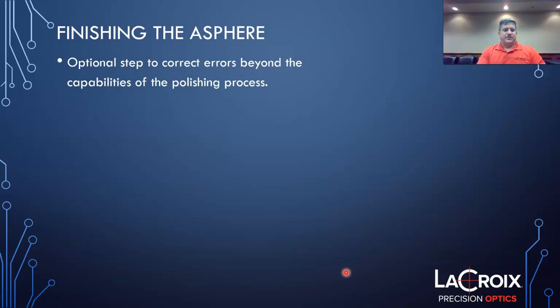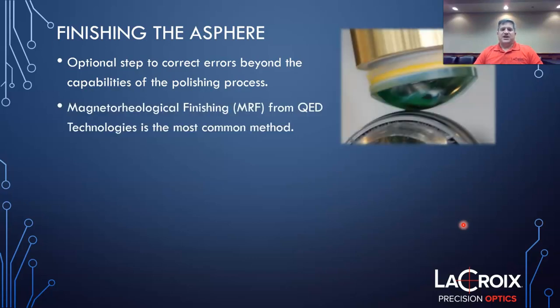So finally, once we're done with that polishing, we need to finish the ASPHERE. And this is kind of an optional step. It may or may not be needed. Ideally, after that previous correction step with your ASPHERE tools, the part meets specifications, and the part gets shipped on to the next area. But sometimes we need to correct areas that are kind of beyond the capabilities of these machines. So the most common method of doing that is magnetorheological finishing, or MRF, from QED Technologies. It's a very common method.